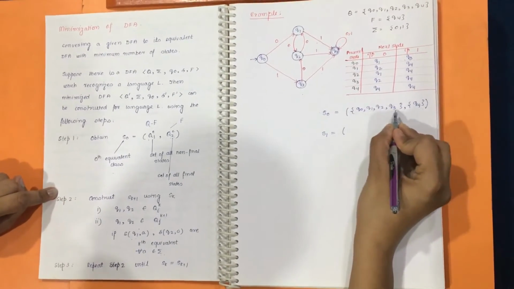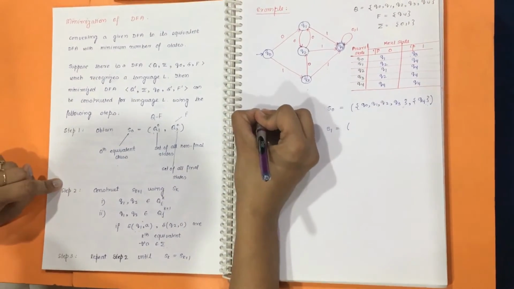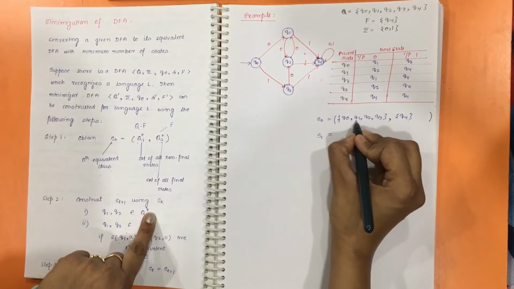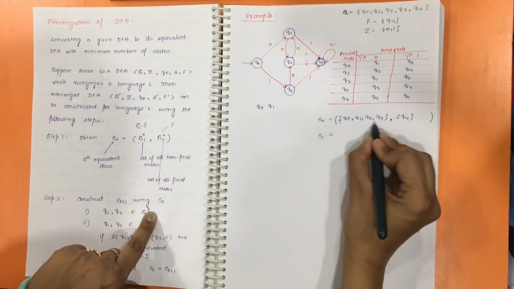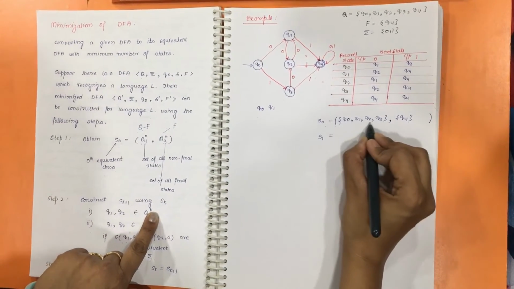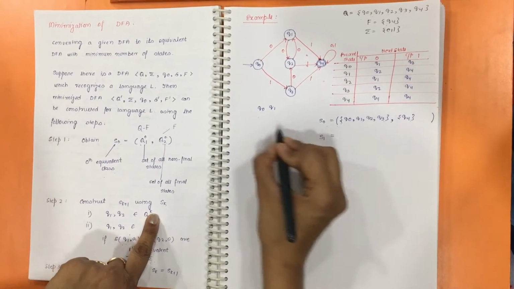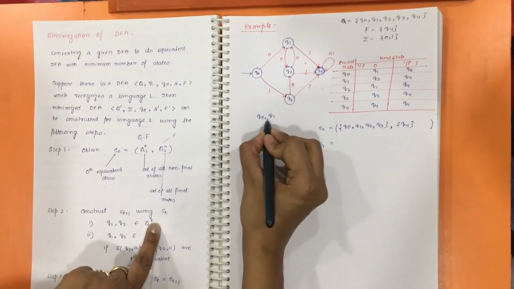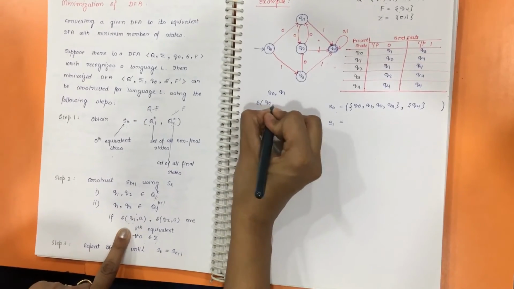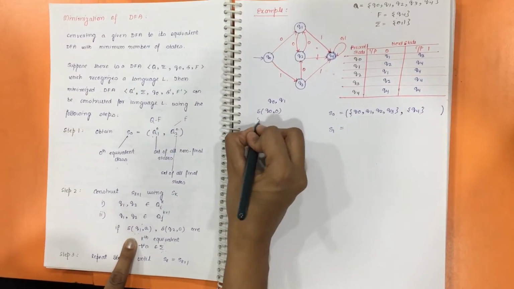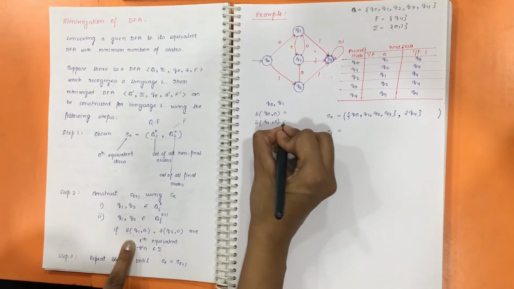Now we'll take a pair of states from this set. Suppose we are taking Q0 and Q1. In this set, all these states are 0 equivalent to each other. Now we need to check their 1 equivalency. So two states randomly taken are Q0 and Q1. Now we'll obtain delta of Q0 for input symbol 0 and delta of Q1 for input symbol 0, and then write the next state here.